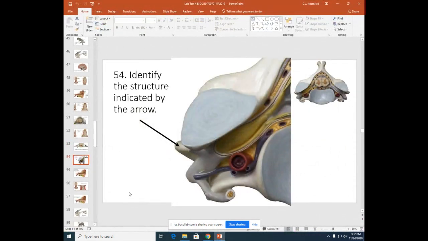All right, I'm not too crazy about this model, but this one's a little bit tougher. Maybe it's not. I don't know.